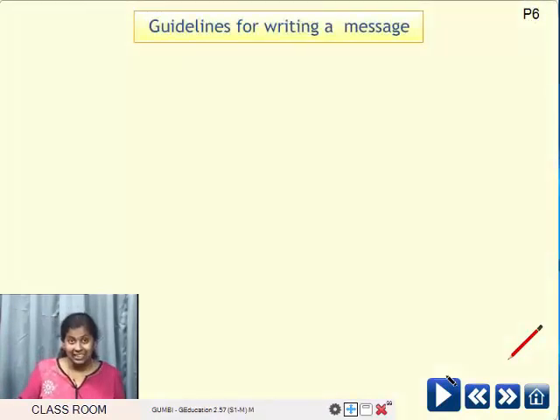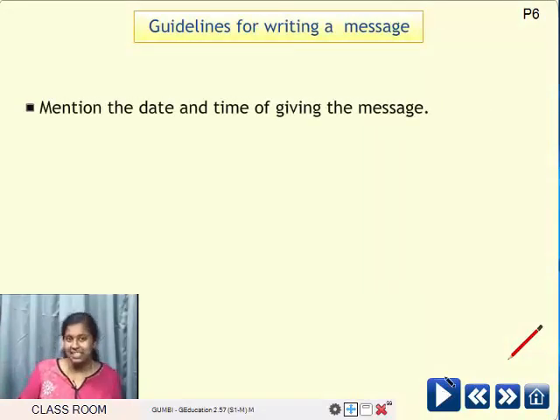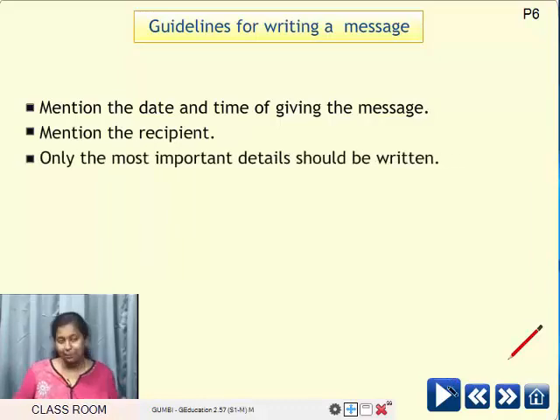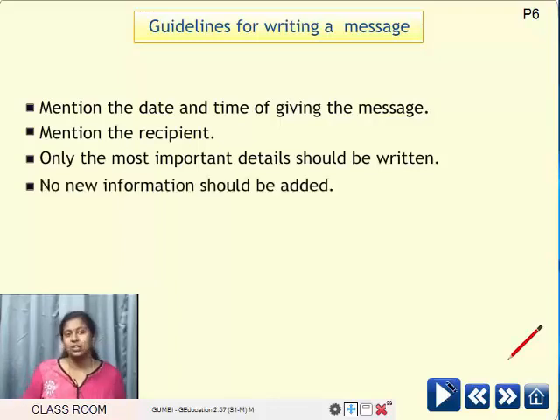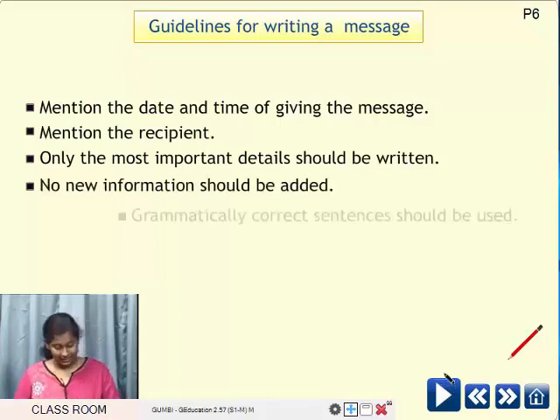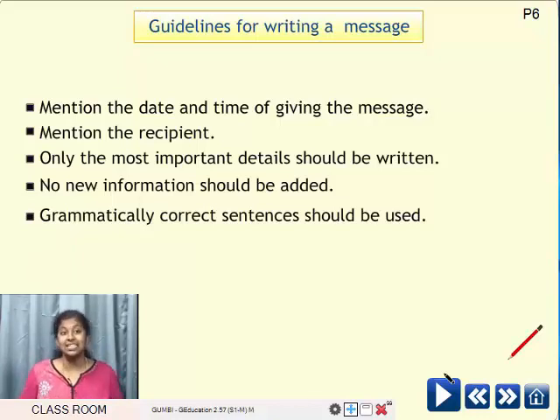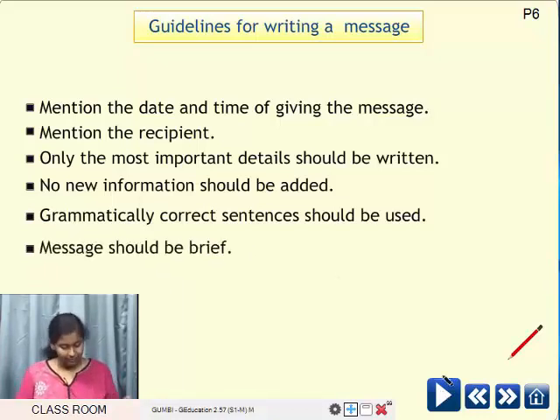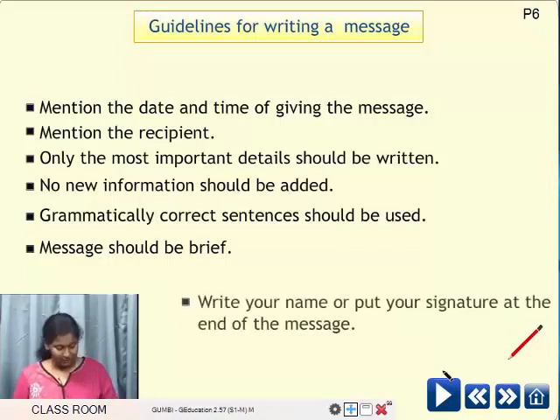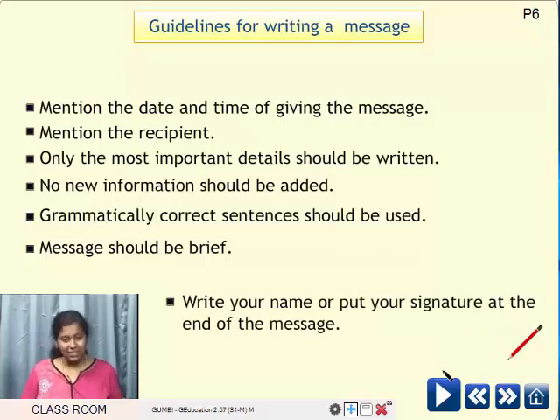Did you understand, children? So, what are the guidelines for writing a message? Very good. Mention the date and time of giving the message. Mention the recipient's name. Only the most important details should be written. And no new information should be added, as I told you. Grammatically correct sentences should be used. The message should be brief. Okay, children? Write your name or put your signature at the end of the message.